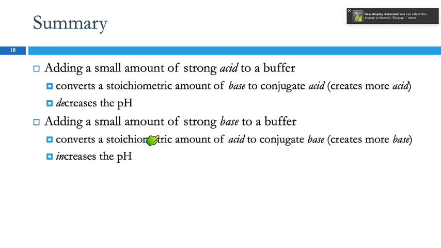So if we add a small amount of base to the buffer, that's going to increase the pH. What's really happening is that the base is reacting with the acid of the buffer, converting it to conjugate base. So there's more base in the solution and the pH goes up.